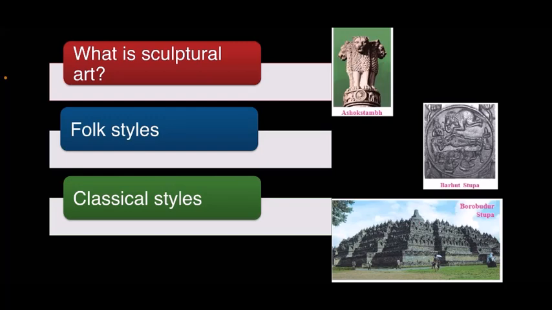The entire temple of Kailasa at Verul is a unique monolithic. Monolithic means it is carved out of a single rock. The lion capital of the Ashokan pillar found at Sarnath is the national emblem of India. Now let's see folk styles of sculptural art.